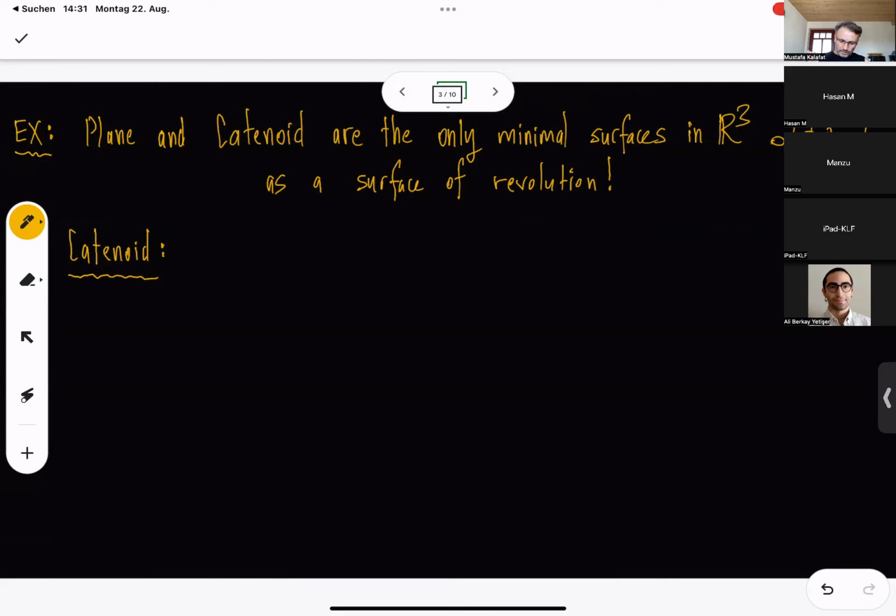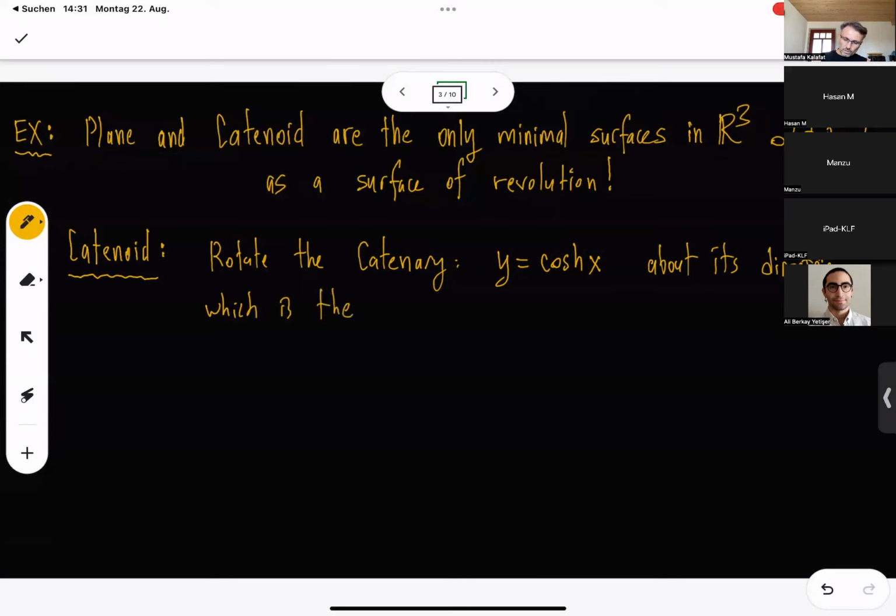So to make it an example and figure, let's just talk a little bit about the catenoid. This is obtained by rotating the catenary, which is basically the hyperbolic cosine function y equals cosh x, about its directrix, which is the x-axis in this case. All right, so you start with the hyperbolic cosine function.